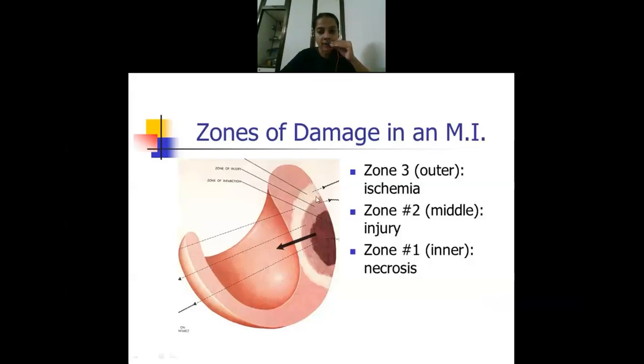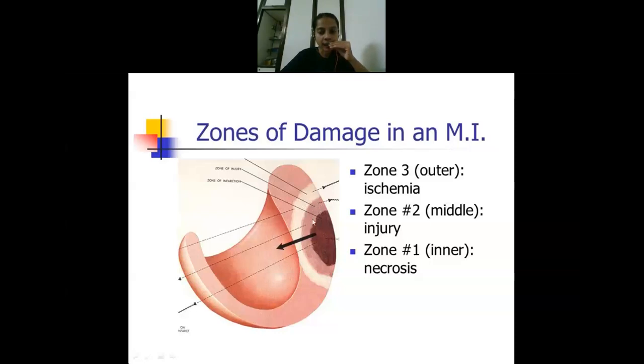Second one is zone two, which is the middle zone. It is the zone that is in between the zone of ischemia and the zone of necrosis. The second zone is the middle zone, which is between ischemia and necrosis. You can see the second one, the middle one.